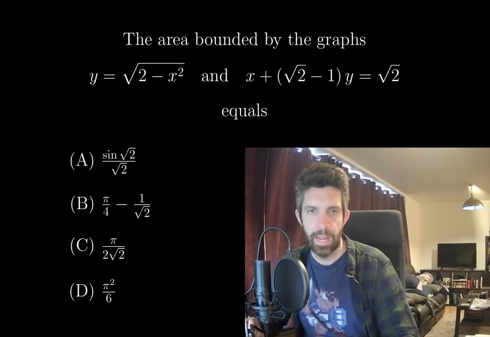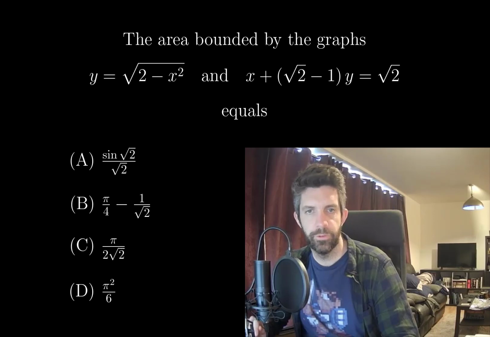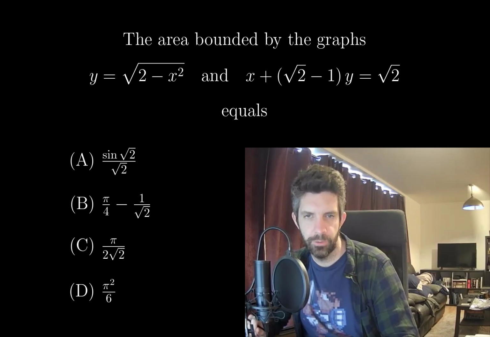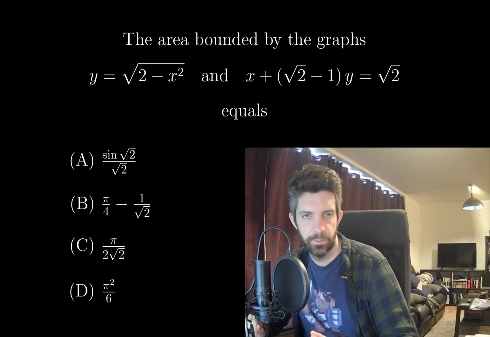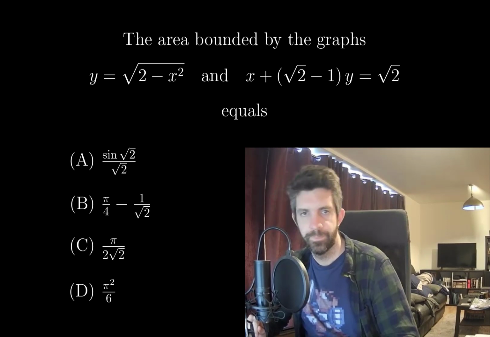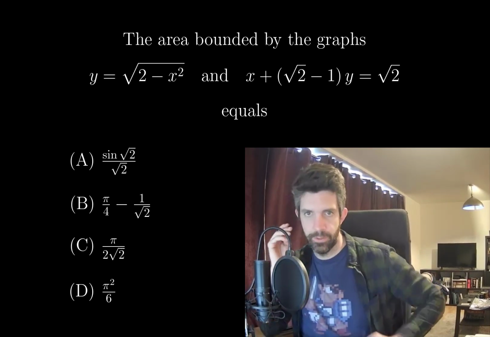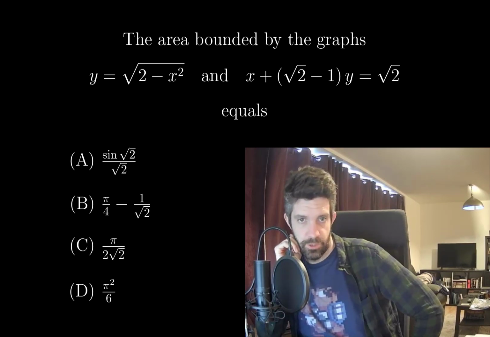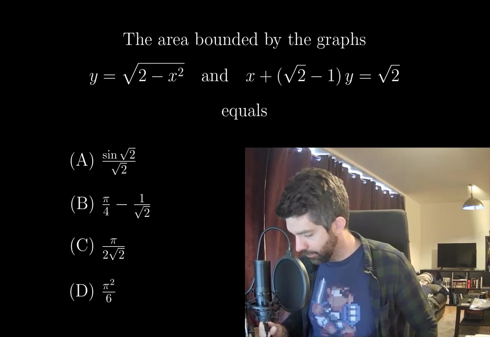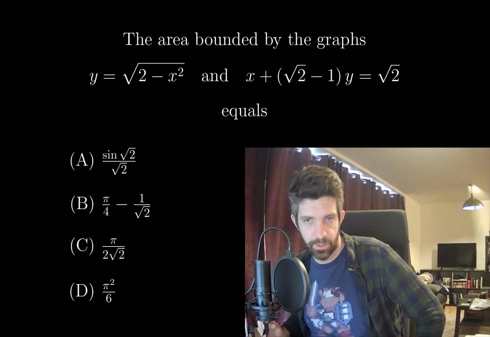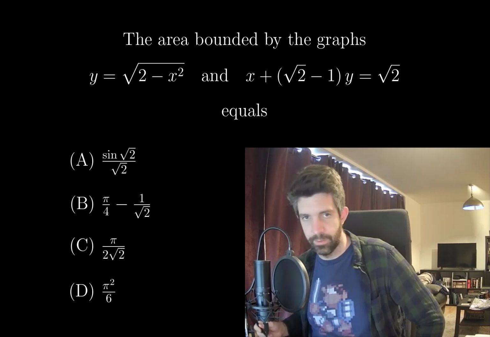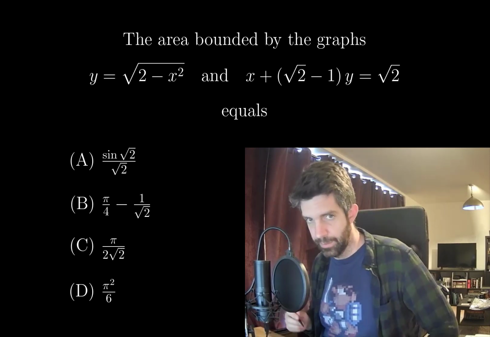The area bounded by the graphs y equals the root of 2 minus x squared and x plus root 2 minus 1 y equals root 2 equals one of these four options. Okay, so my first thought here is, well, first of all, we're going to plot this to figure out exactly what the region of interest looks like. Certainly based on the numerical answers given, we'll probably have to actually work out an integral of some sort.